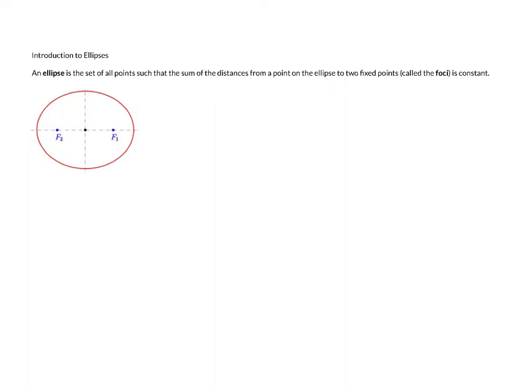Howdy students! Today we're going to look at an introduction to ellipses. Now an ellipse basically is an oval shape, though we do have a more precise mathematical definition.